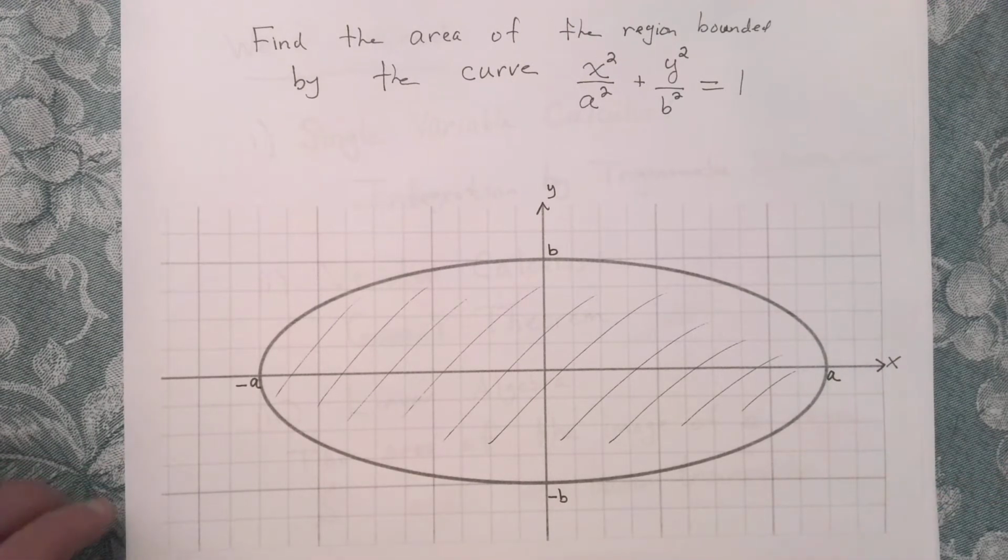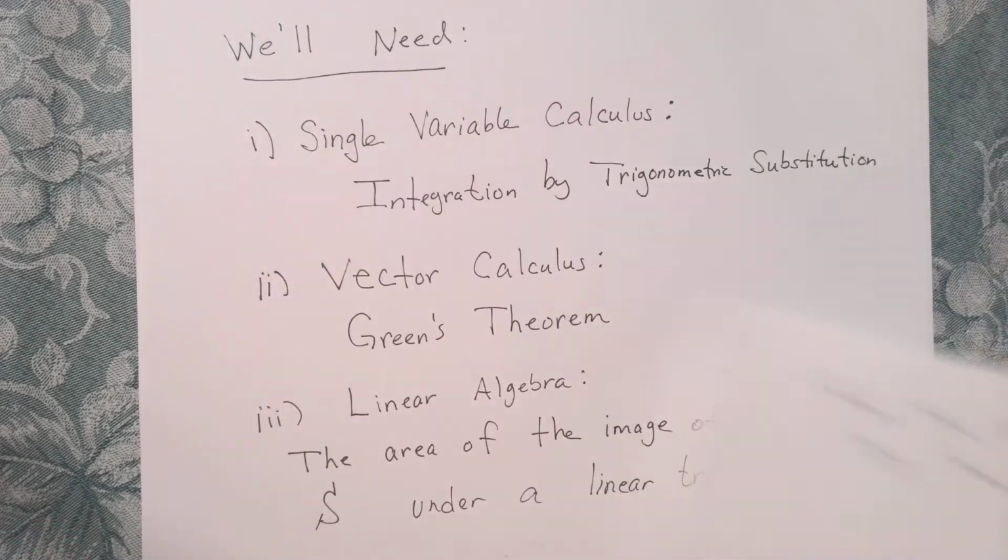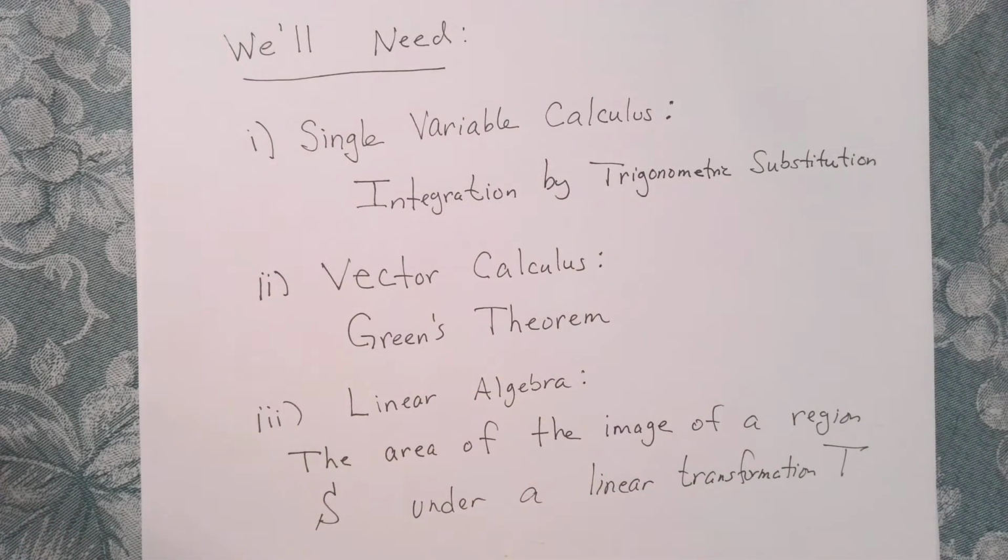And let's see what we're going to need in order to do this in 3 different ways. Okay, so first it looks like we're going to need some single variable calculus. For some this will be calculus 2, for some this will be AP calculus BC. It just depends on your course, what your institution calls it, but technically we're just using single variable calculus, and in particular the technique of integration by trigonometric substitution.